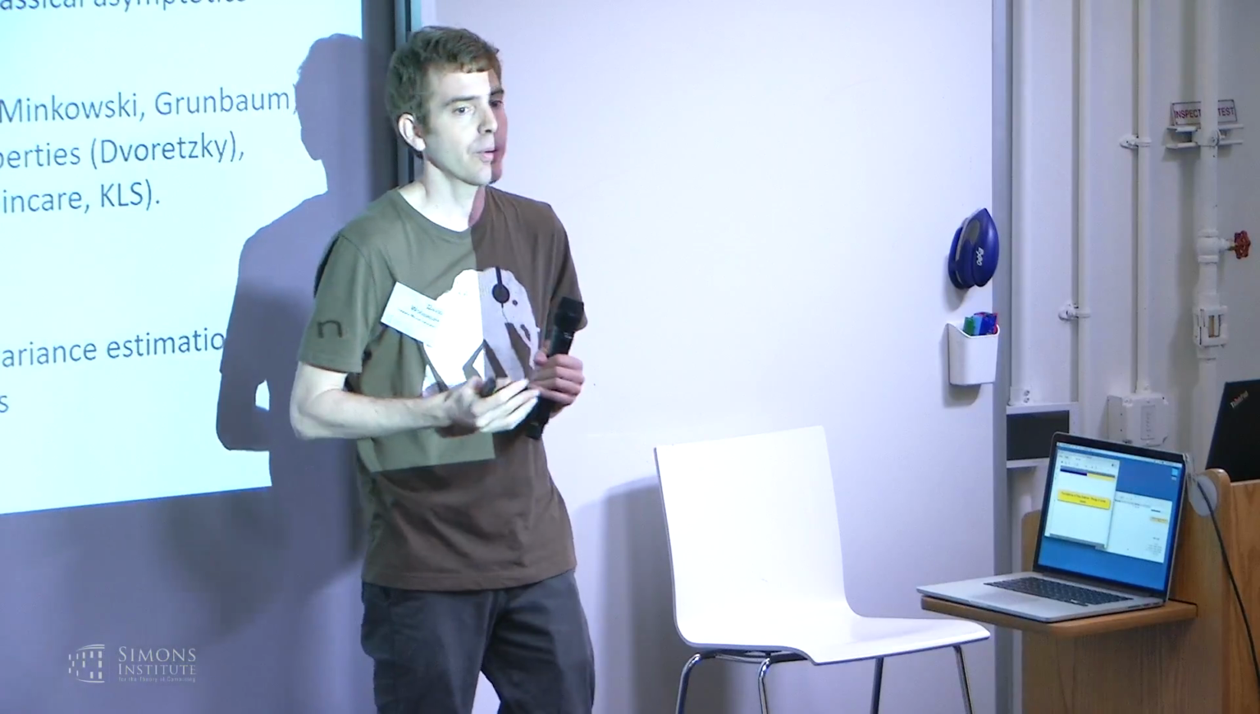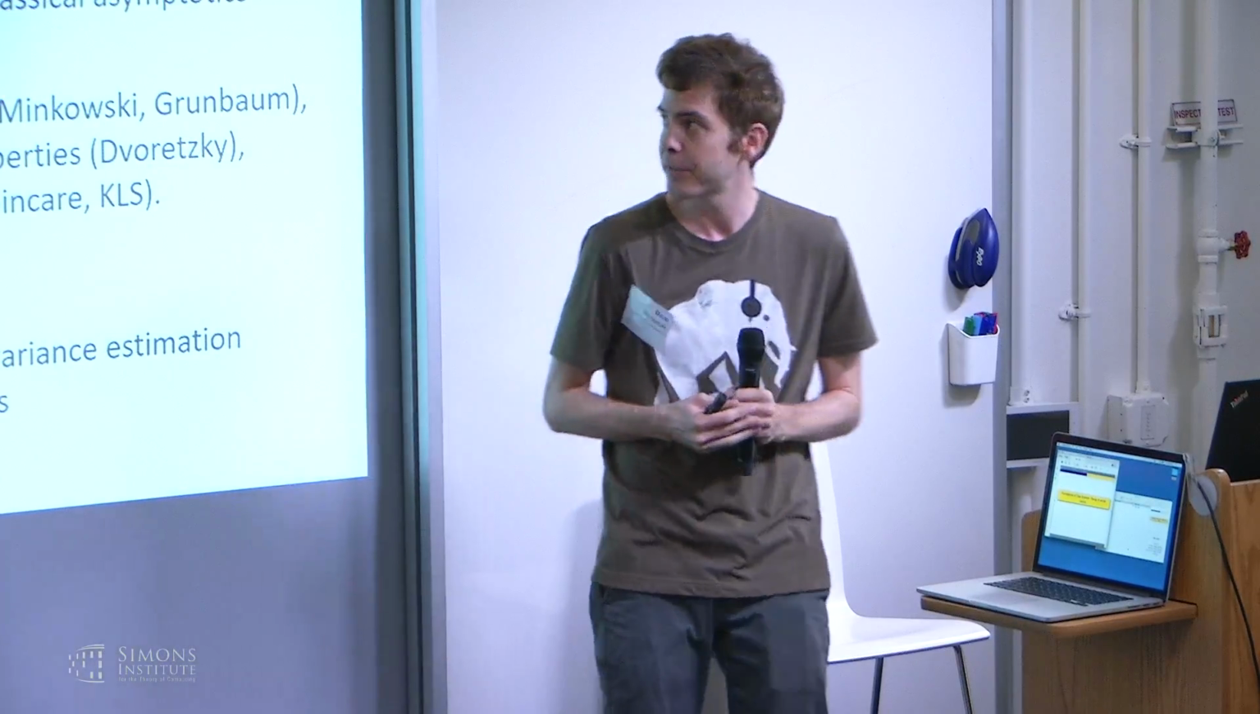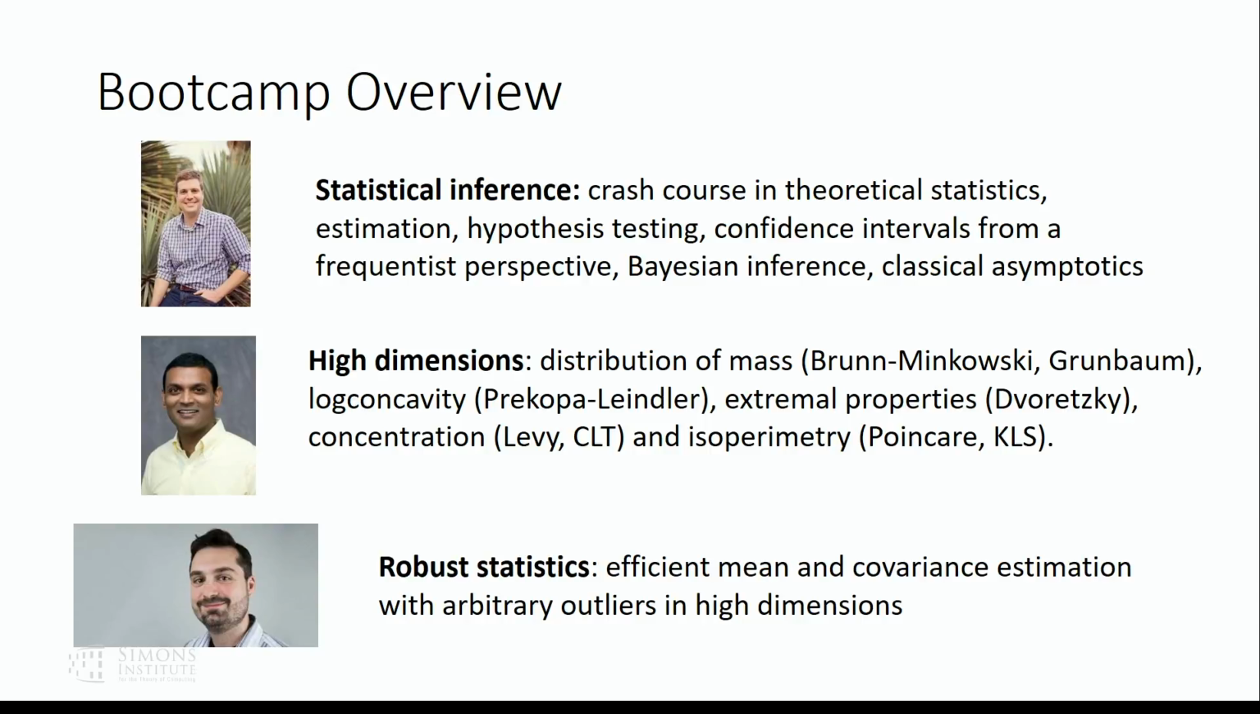Next, we'll move into a more statistical flavor of talks. Will Fithian here at Berkeley will give the first talk on statistical inference. You can look at this as a crash course in theoretical statistics. He'll talk about things like estimation, hypothesis testing, confidence intervals from a frequentist perspective, Bayesian inference, and some classical asymptotics. That will set the stage for two remaining talks.